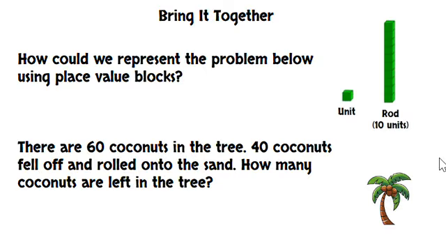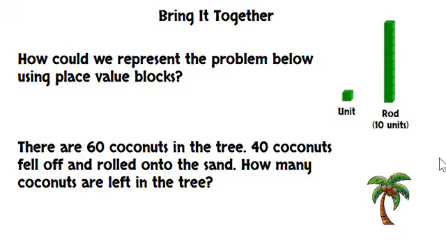This is where we really want to think about efficiency. We don't want to put 60 counters out, or draw 60 circles. That would take so long for our little kids to do. So that's where we bring in these place value blocks. It's much more efficient.